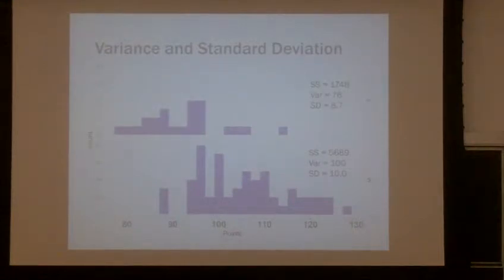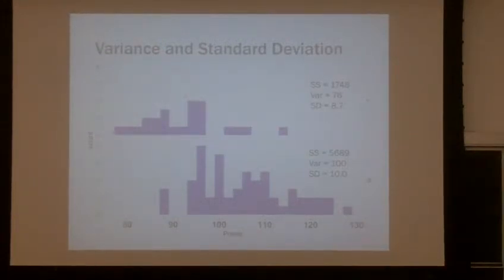So if you look at these graphs, this sort of lines it all up. Sum of squares, huge difference. Variance, 76 and 100, a little bit of a difference, like a 20% or a 30% increase in variance between losses and wins. But standard deviation, 8.7 to 10, about a 1.3 point difference. So that answers your question, Parsi, which is when do you use these? You use sum of squares.